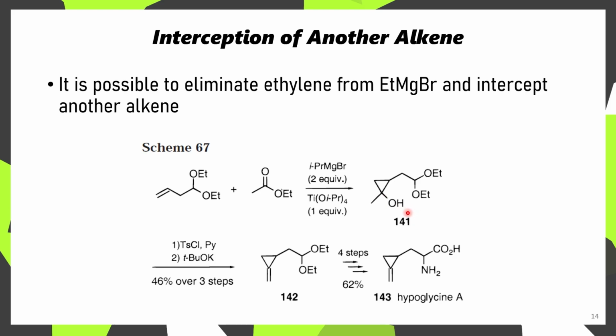So this would be a way to get other types of cyclopropanols aside from what you'd get using solely ethyl magnesium bromide. In this case, they then treated it with tosyl chloride and eliminated it to get compound 142 with an exocyclic alkene. This then underwent a series of steps to prepare the amino acid hypoglycin A, which I believe is quite toxic.